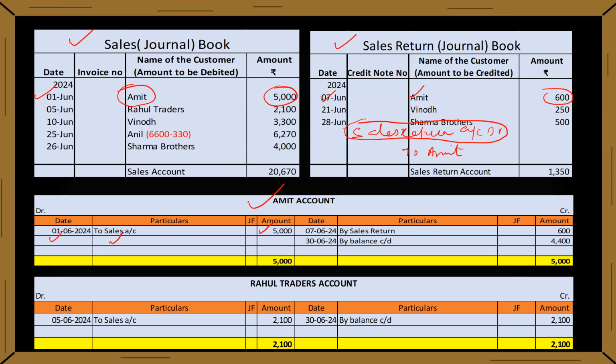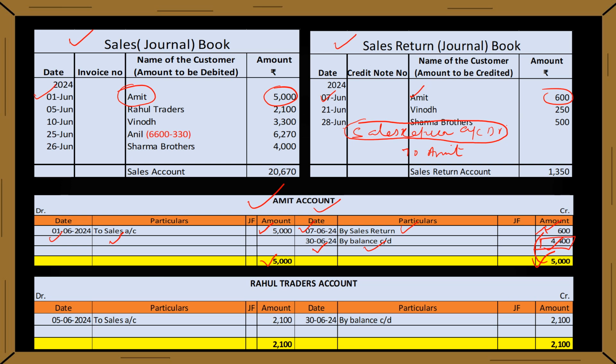Now in the Amit ledger account, we are going to credit it on 7/6/2024 by sales return 600. On seeing that the total of the debit side is more, we are taking that total 5000 on the credit side also. On deducting 600 from 5000, we get a balance of 4400. So on 30/6/2024, by balance carried down 4400 is the balance of Amit account.